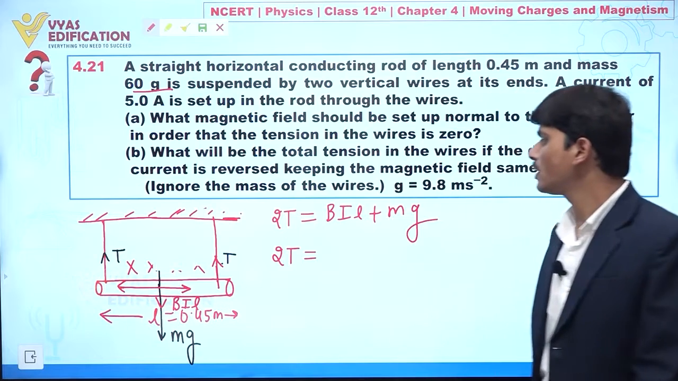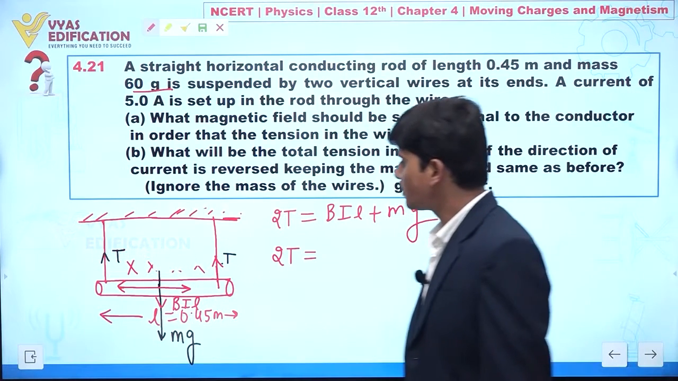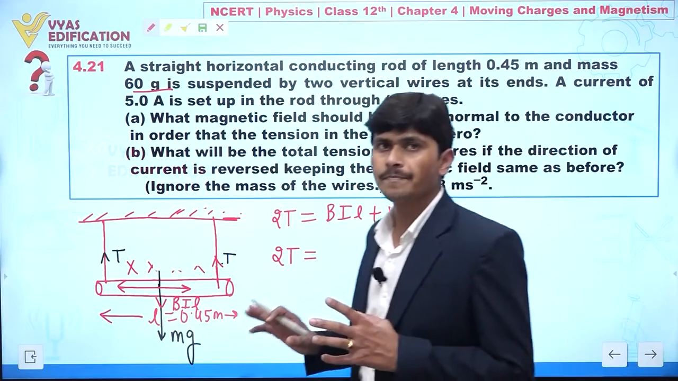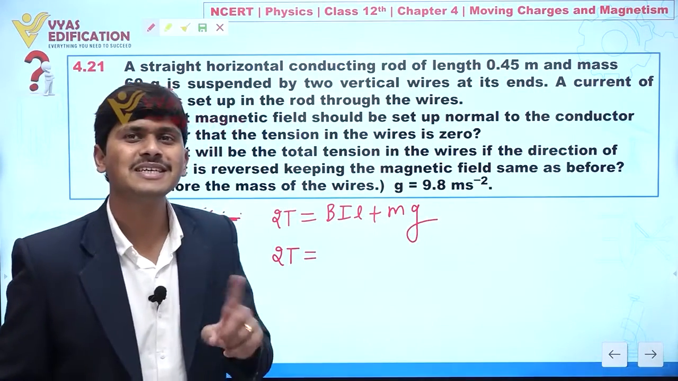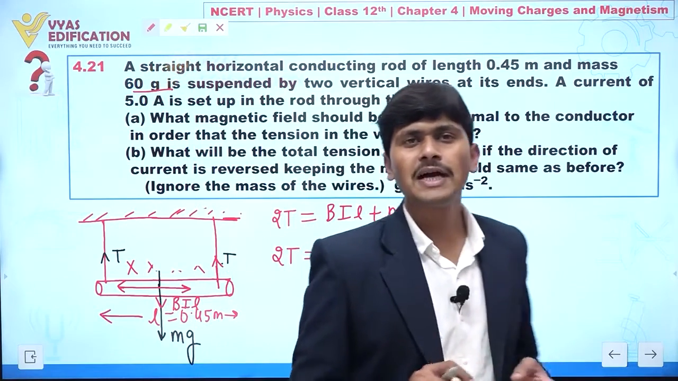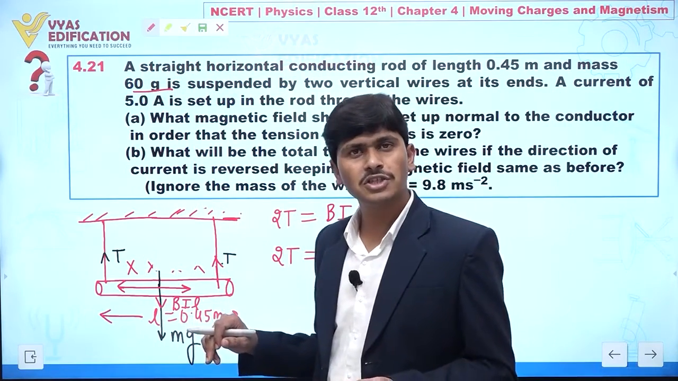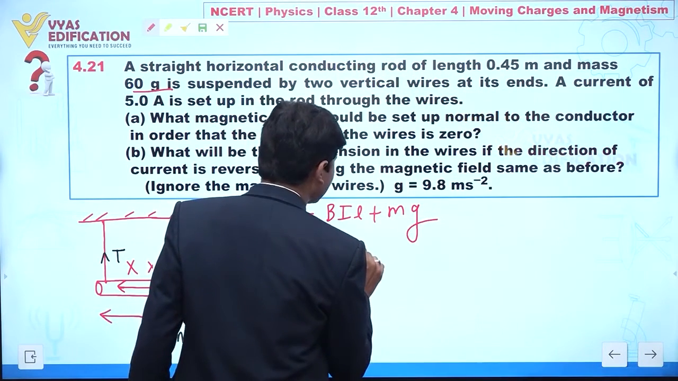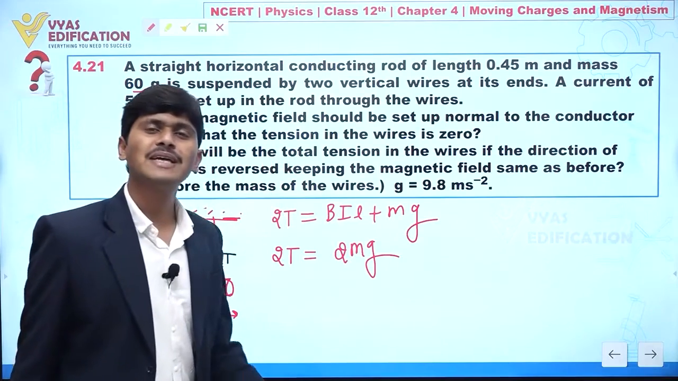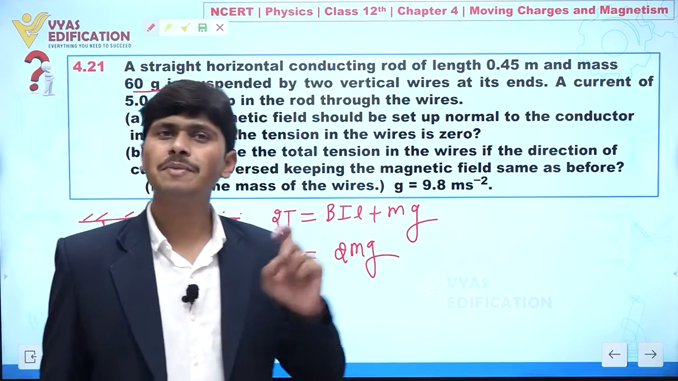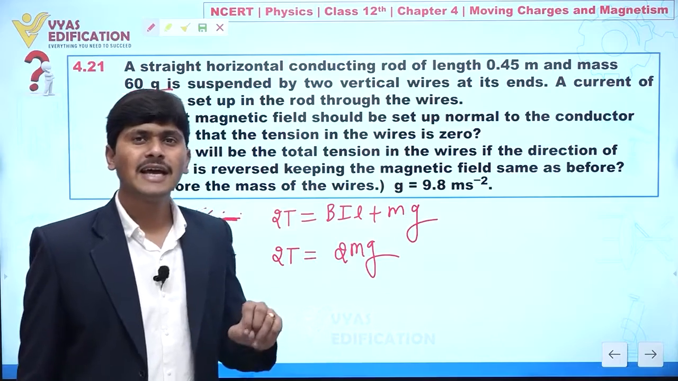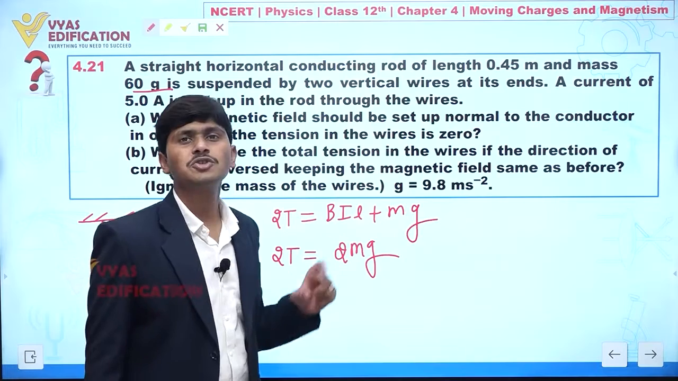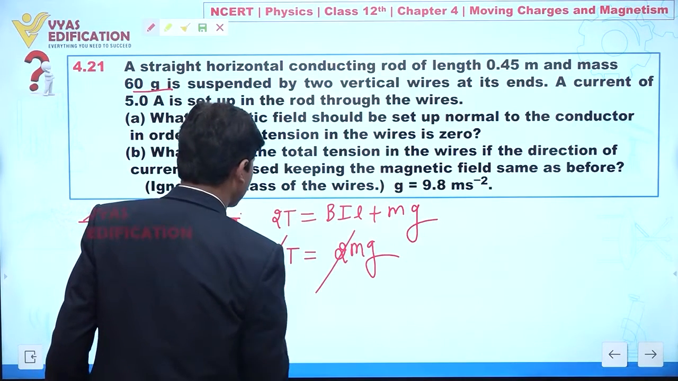So how can we calculate? If we look at part A, there mg is equal to BIL, due to which we are getting tension 0. We can also write this as twice mg, because BIL is equal to mg. We are not changing the magnetic field, we are not changing the current, we are just changing the direction of the current, but magnitude wise mg and BIL should be the same. So from here this one and this one cancel out.